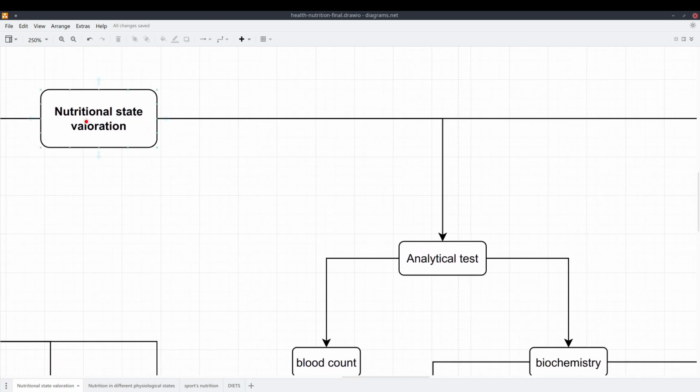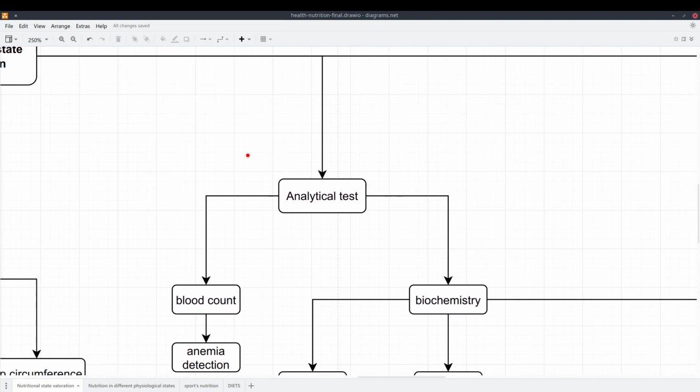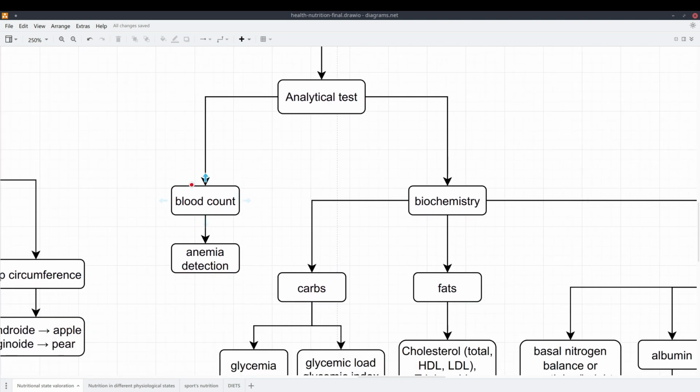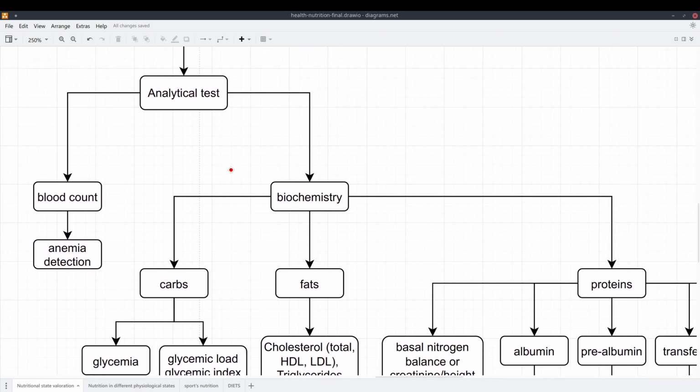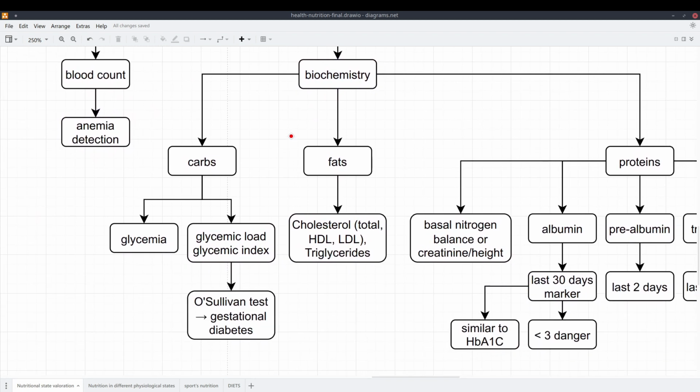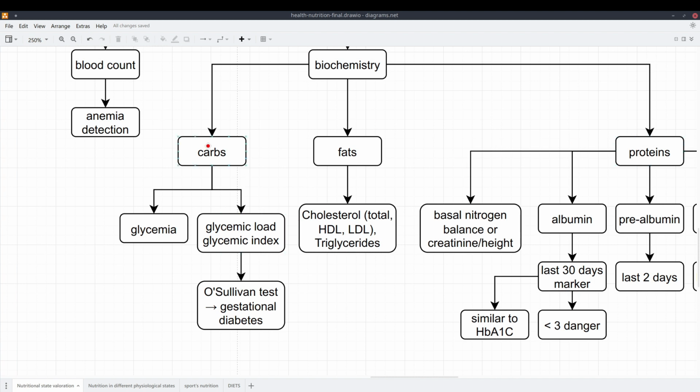Then another way to get nutritional state valoration is through the analytical test. In the blood count, we can view if there is an anemia in the body, anemia detection. Using biochemistry values, we can determine carbs, fats and proteins.